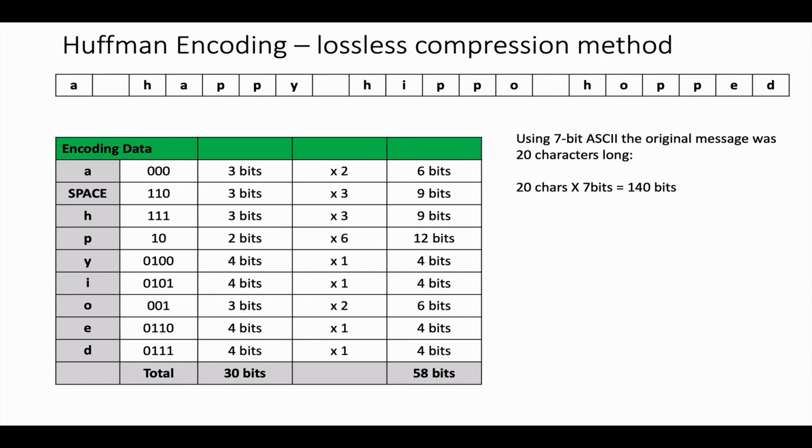In order to calculate how many bits then have been saved by using Huffman instead of ASCII, we can see that we take 140, we minus off the 58 bits, and we've saved a massive 82 bits. So we've been able to reduce this string from 140 bits down to 58, saving us 82 bits.